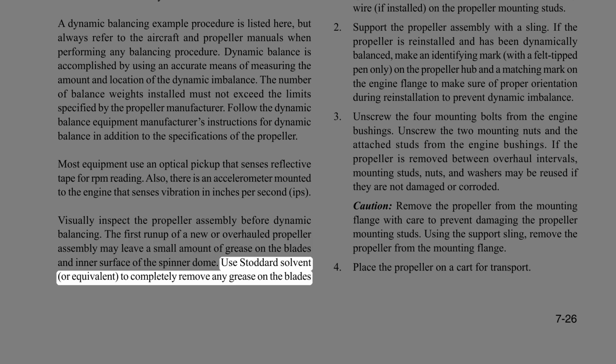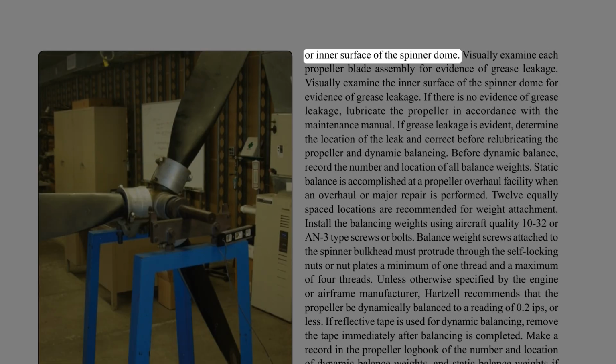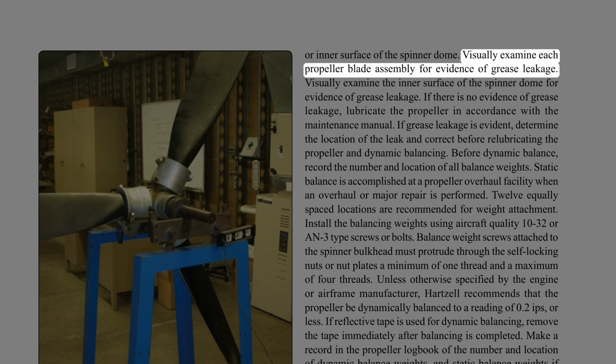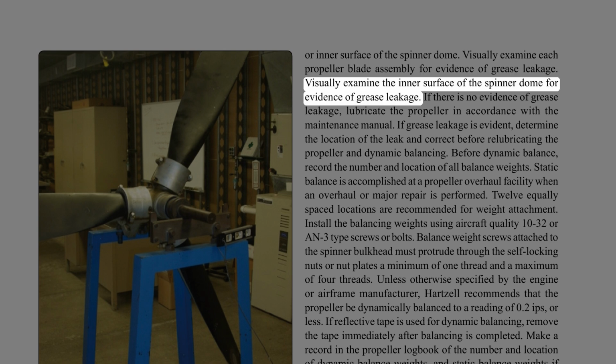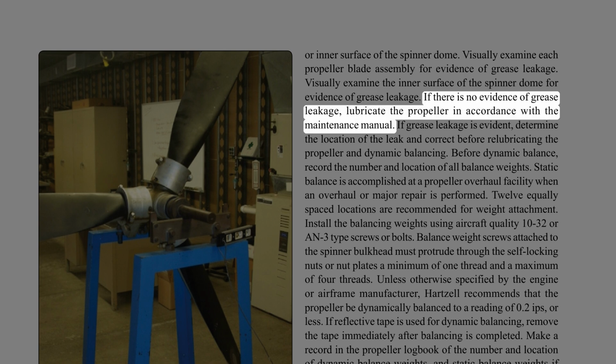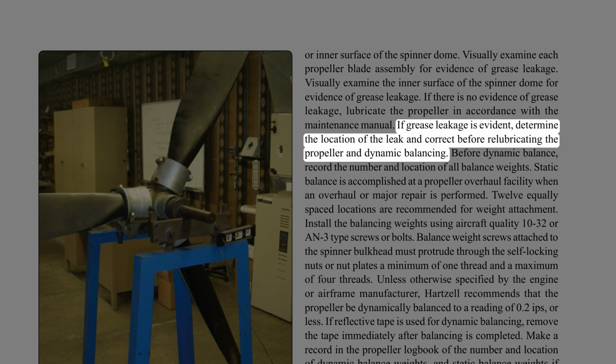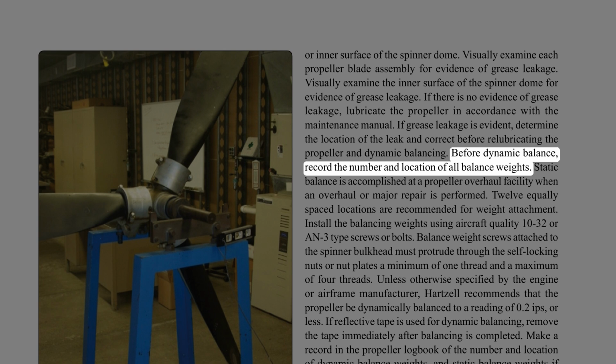Use Stoddard solvent, or equivalent, to completely remove any grease on the blades or inner surface of the spinner dome. Visually examine each propeller blade assembly for evidence of grease leakage. Visually examine the inner surface of the spinner dome for evidence of grease leakage. If there is no evidence of grease leakage, lubricate the propeller in accordance with the maintenance manual. If grease leakage is evident, determine the location of the leak and correct before relubricating the propeller and dynamic balancing. Before dynamic balance, record the number and location of all balance weights.